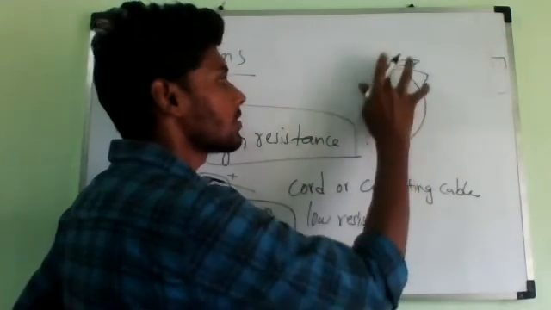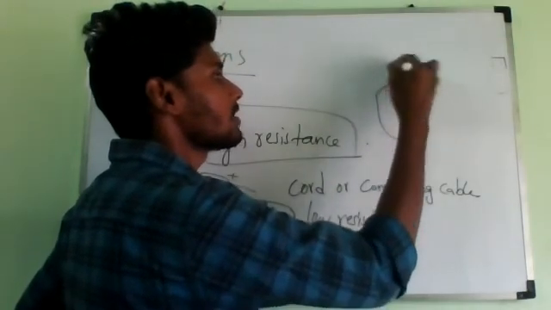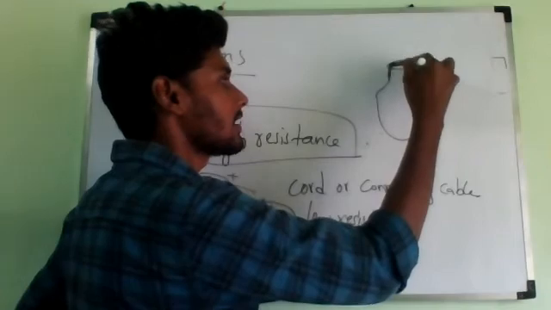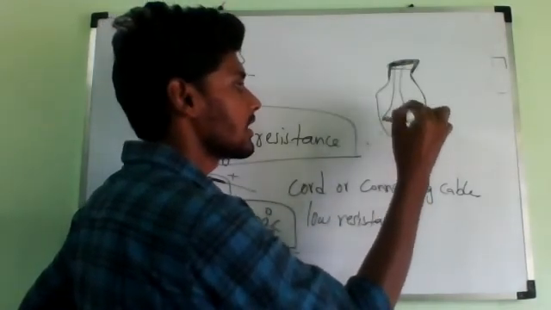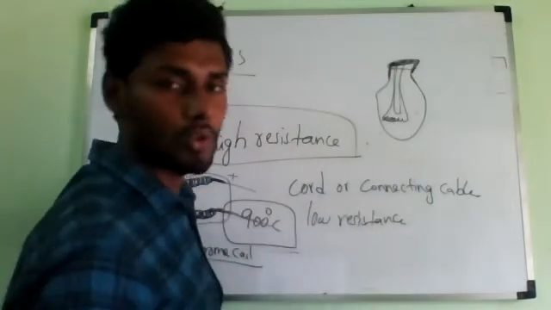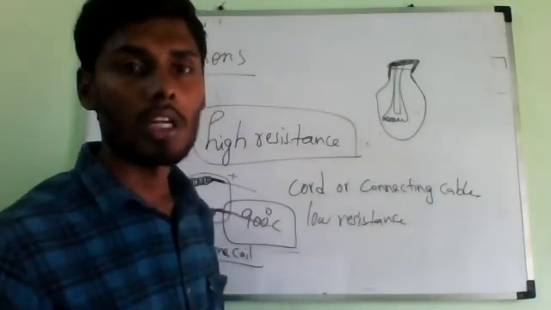This kind of bulb you could see in olden days. Nowadays it has shifted to fluorescent bulbs or LED bulbs. These bulbs have a filament inside. This filament is also made up of what? Tungsten. You guys know it. So these kinds of bulbs, understand?